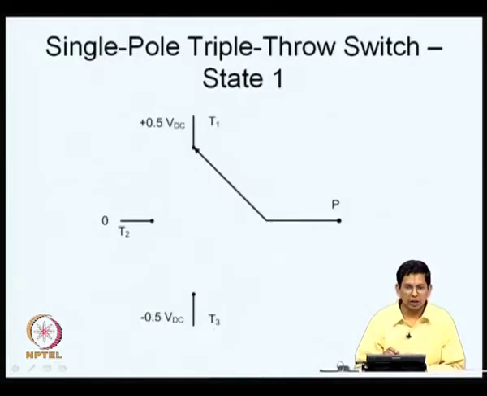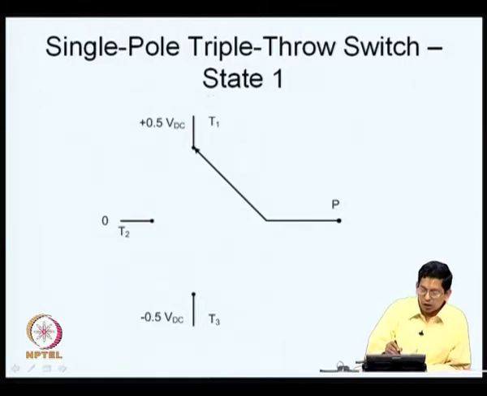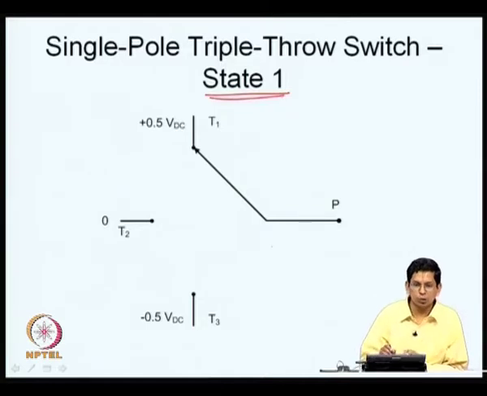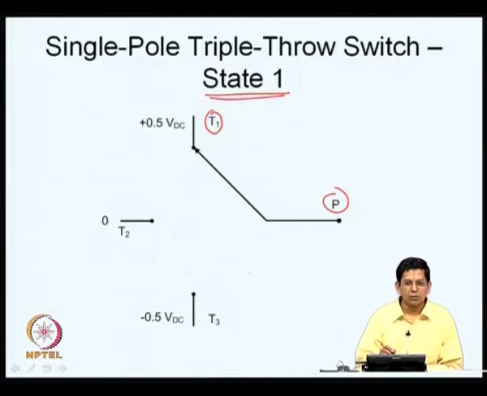With regard to the electronic realization, what we need to realize is a single pole triple throw switch. So, we need to look at the individual pole to throw connections, and before that let us look at the different states. This is what I call state 1. It is a single pole triple throw switch. The pole can be connected to the 3 throws T1, T2 or T3. In this case, P is connected to T1, so I am calling this state 1.